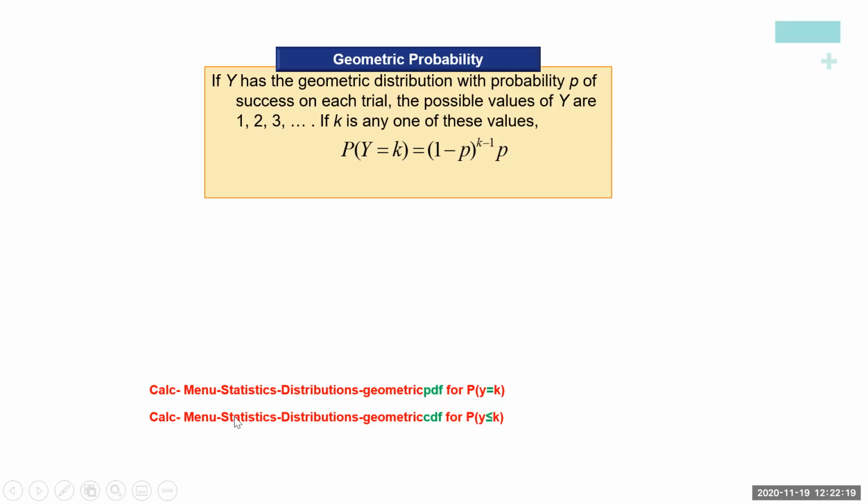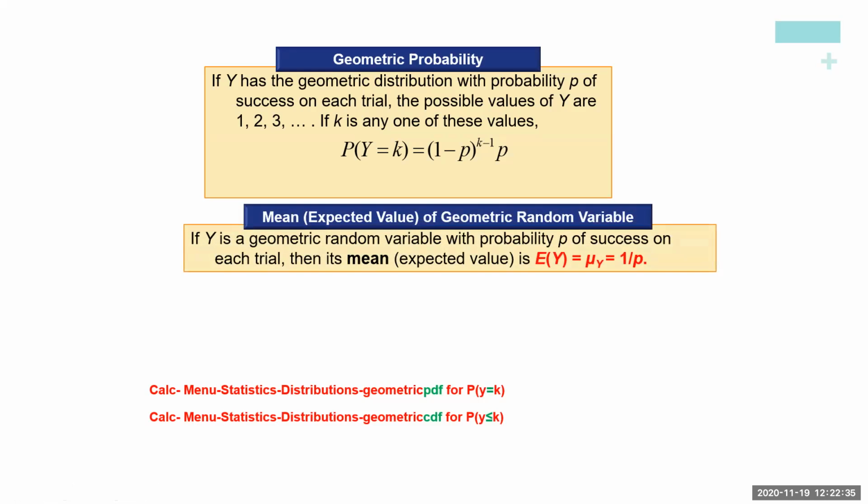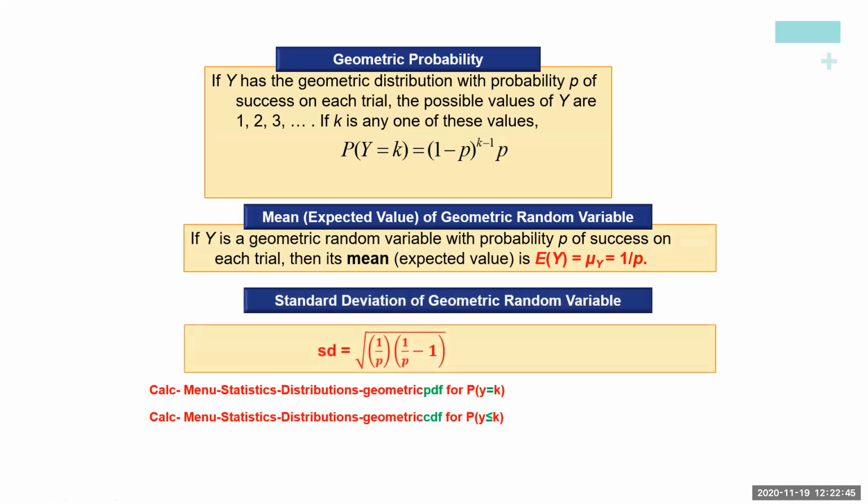So again, go to menu, statistics, distributions, probability, geometric. Or if it's CDF, again, menu, statistics, probability, geometric CDF. The expected value for a geometric random variable is mu equals 1 over p. And the standard deviation formula is given as such as well. So I believe these are on your AP formula sheet. You can check for those formulas there.